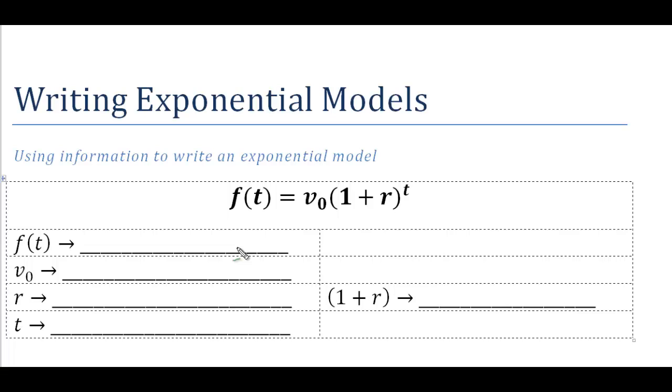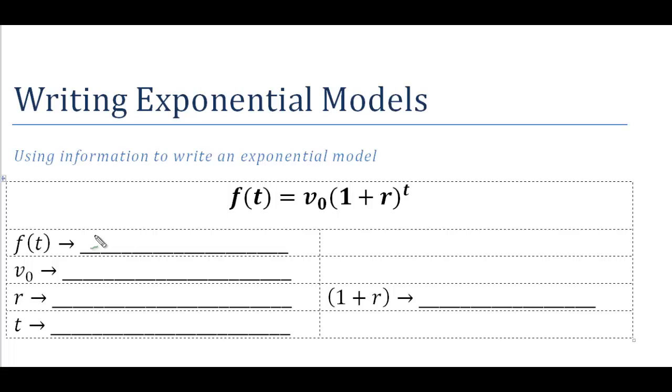All right, so today we're going to look at writing exponential models and what goes into actually taking real-life information and putting it into a model. So to do that, we have this general form of an exponential: f(t) = v_0 times (1 + r)^t. Looks all complicated, but it's not really that complicated.